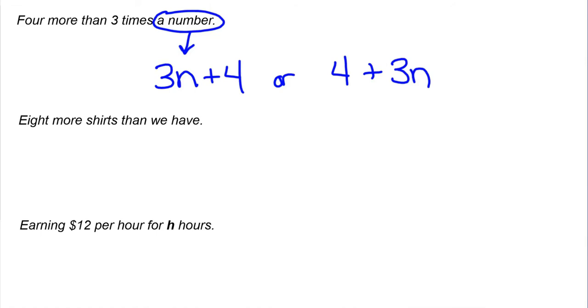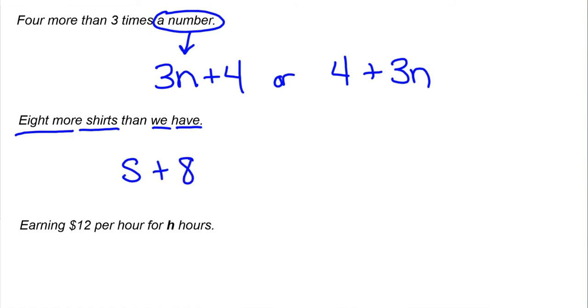8 more shirts than we have. Well, what's unknown here? Well, the number of shirts we have is unknown. I don't know how many shirts we have. So I'm going to use a letter to represent the number of shirts we have, and I'm going to use S. So S represents the number of shirts we have, and I need 8 more than that. Well, how do I get 8 more than S? I add 8 to it.